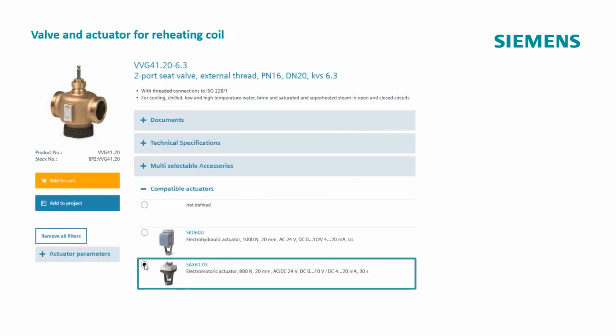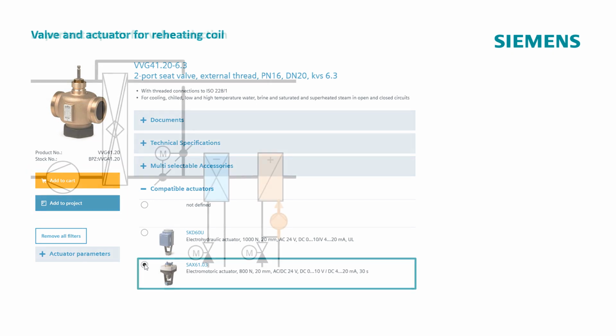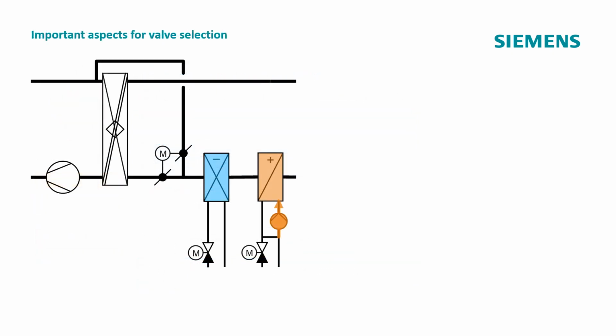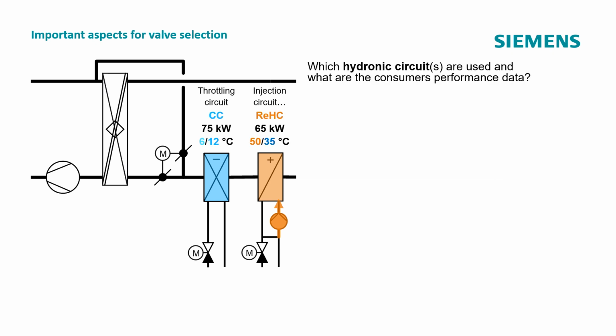Now the control valve and the actuator for the reheating coil are selected. They can also be added to the cart or a project. In summary, here once again the most important aspects to be considered when selecting a valve. Which hydronic circuits are used, and what are the consumer's performance data?